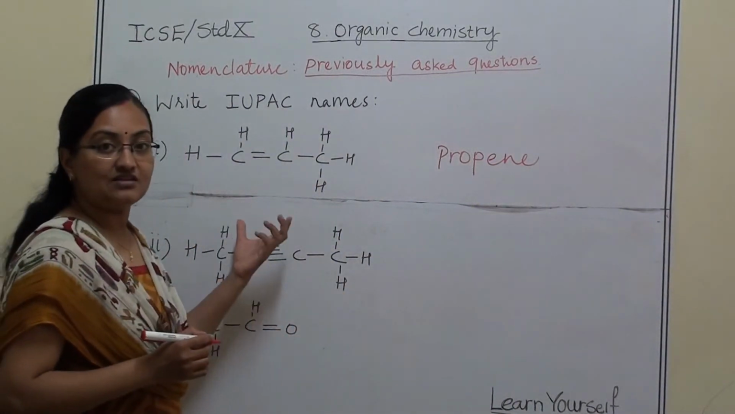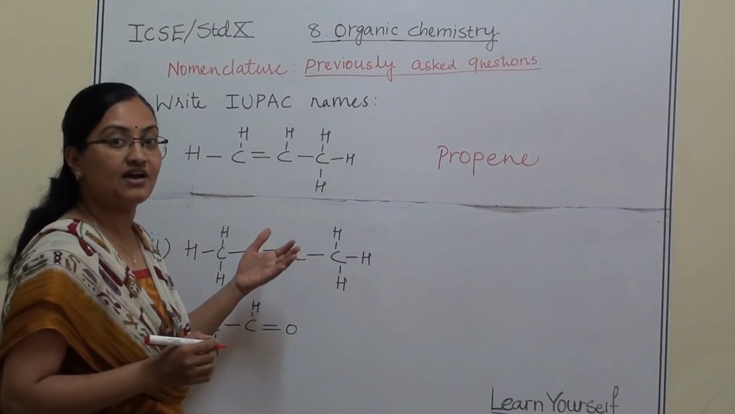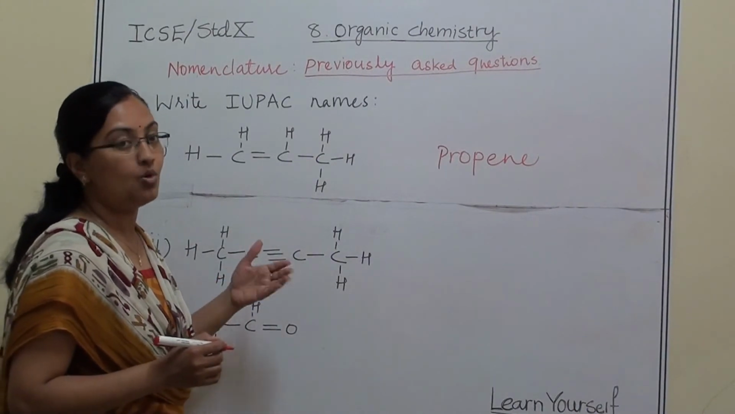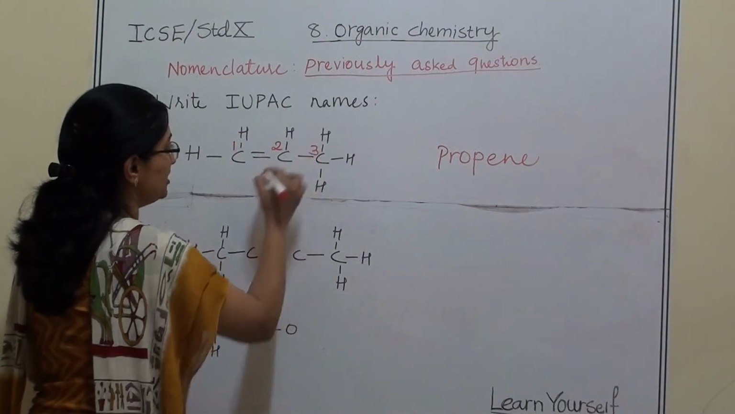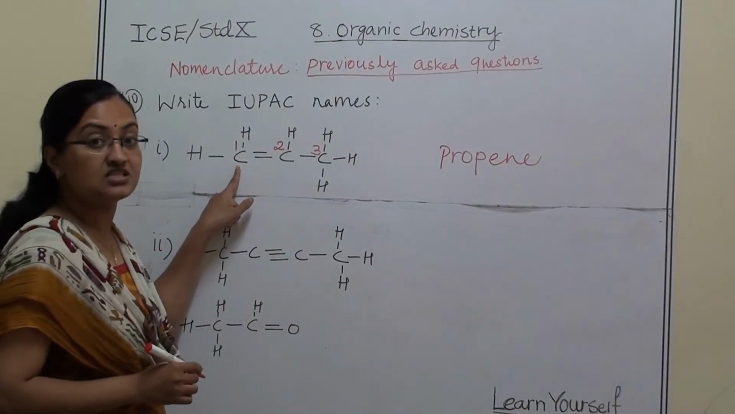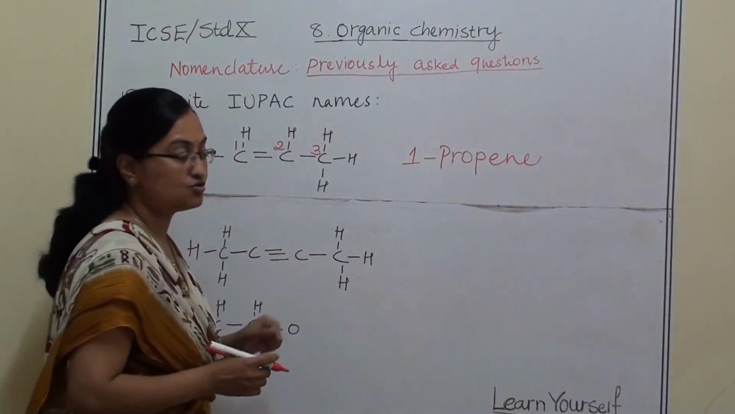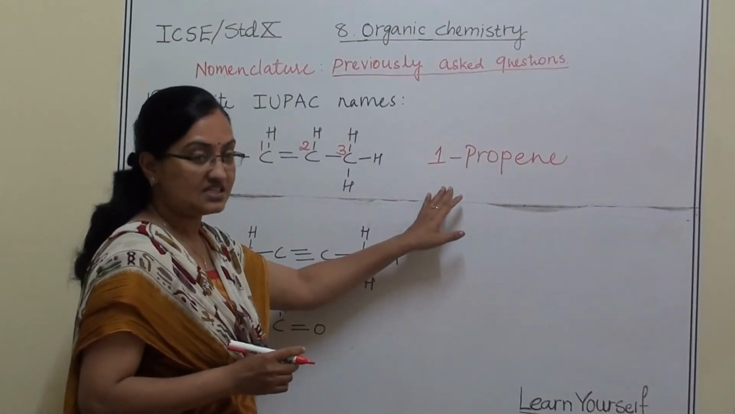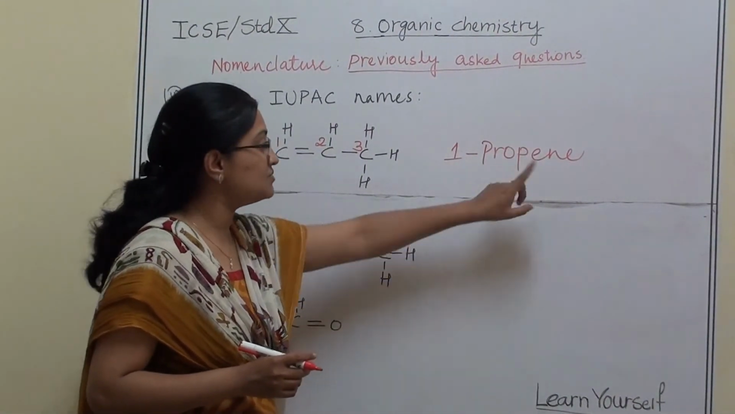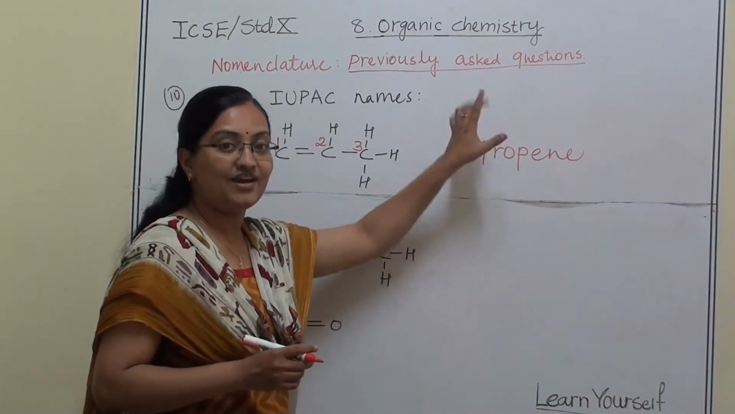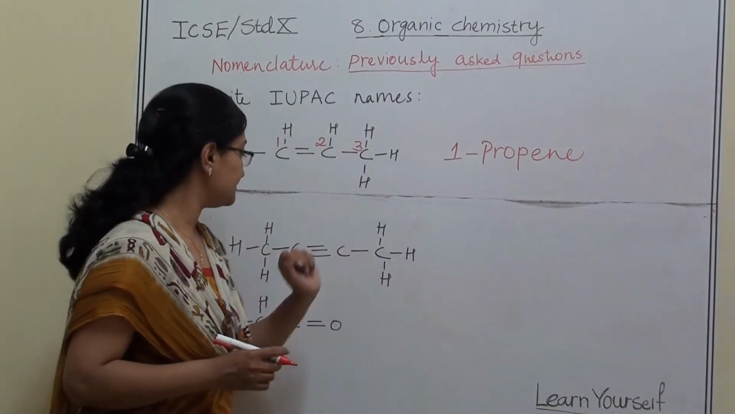And whenever we are writing a double bond or triple bond homologous series, we also have to identify where that double bond is. So we are going to number it 1, 2, 3. So it is at the first carbon position, so I am writing here 1. So what does this name suggest? It suggests that it is propene. That means there are 3 carbon atoms with 1 double bond, and that double bond is at the first carbon.